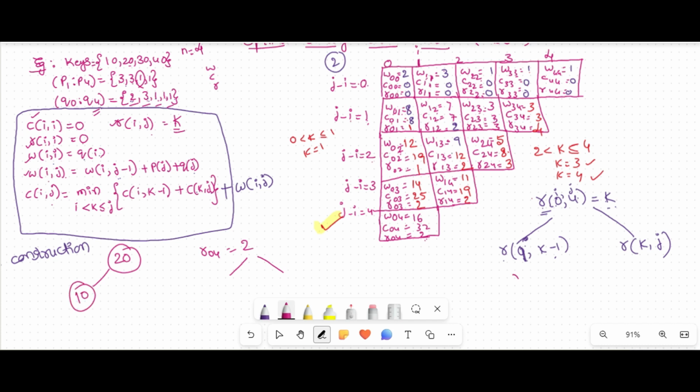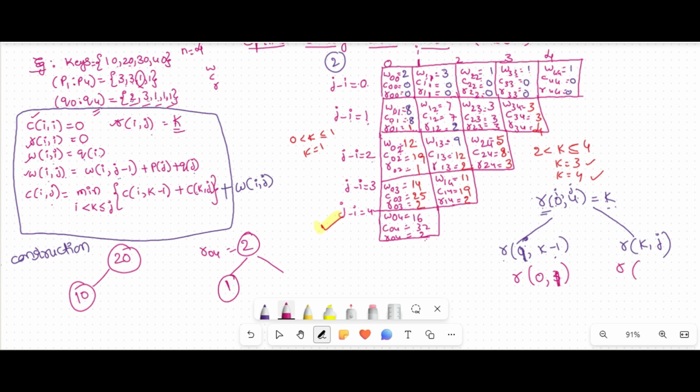Or otherwise R of I value 0, k minus 1 means 3. See R03, k minus 1. K value is, here it is 2 you got. 2 minus 1, 1. R01. So what is R01? 1. First key. 10 is the root node. So here it is 1 you will get. First node. Okay. So now next one, R of kj.